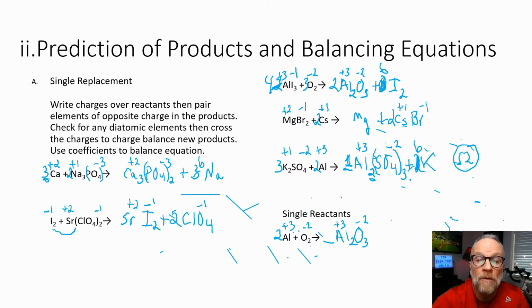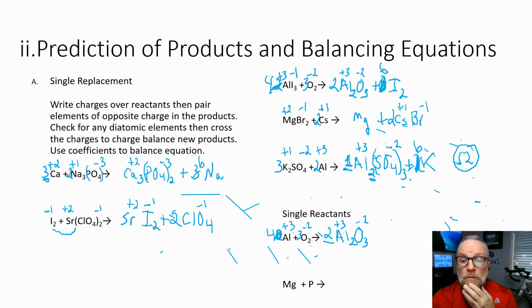So we'll make the oxygen on the reactant side 3 times 2 is 6, and then 2 times 3 is 6 on the product side. Now we'll go back and double check. We'll have to change our aluminum because now we have 4 aluminums on the product side, and so we'll put a 4 here, and we are balanced. Let's do another one of those.